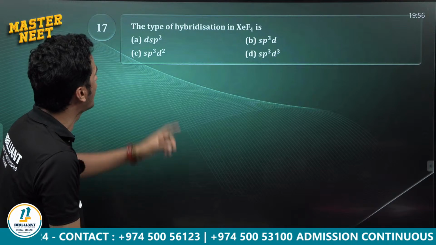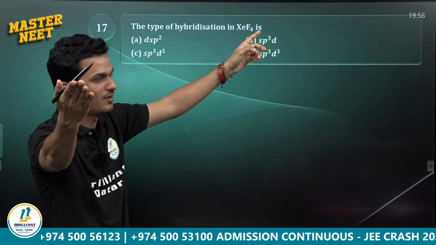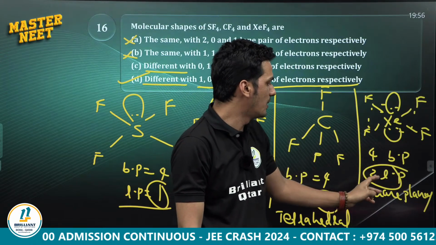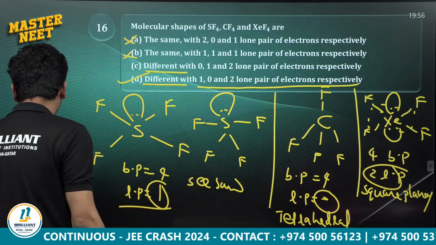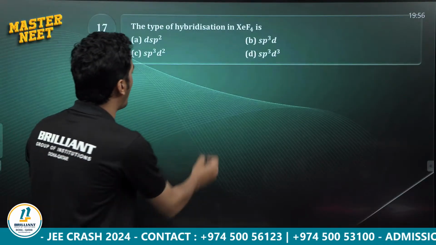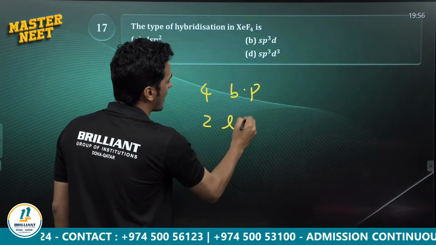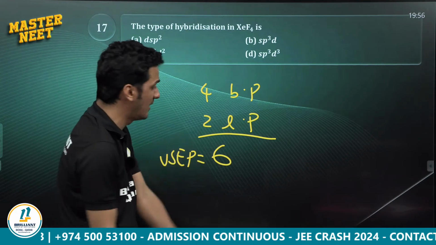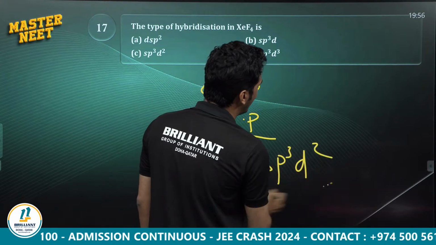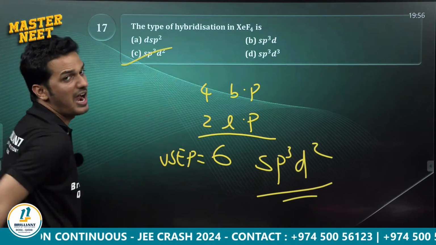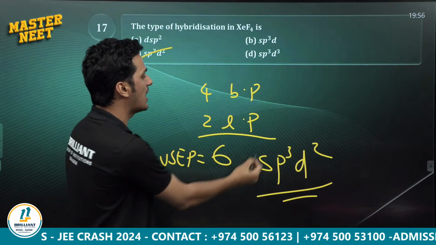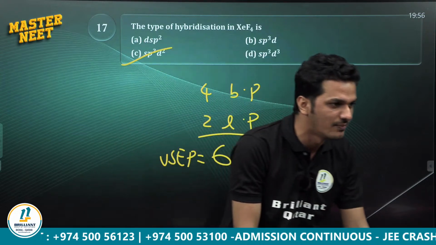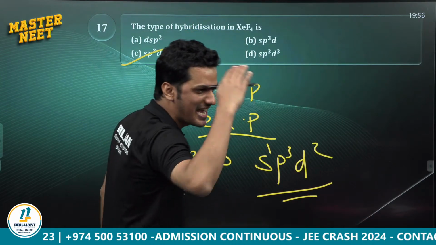This is the next question, 17th question. The type of hybridization in XeF4 is. Already we discussed that one here. XeF4: how many bond pairs are there? 4 bond pair. How many lone pairs? 2 lone pair. While I am adding, I will get 6. 6 is the number of valence shell electron pairs, meaning sp3d2 is the hybridization. It's coming 6. So that's why 1 s orbital, 3 p orbital and 2 d orbital, total 6, sp3d2. All of you got it? Yes, option C is the correct one.